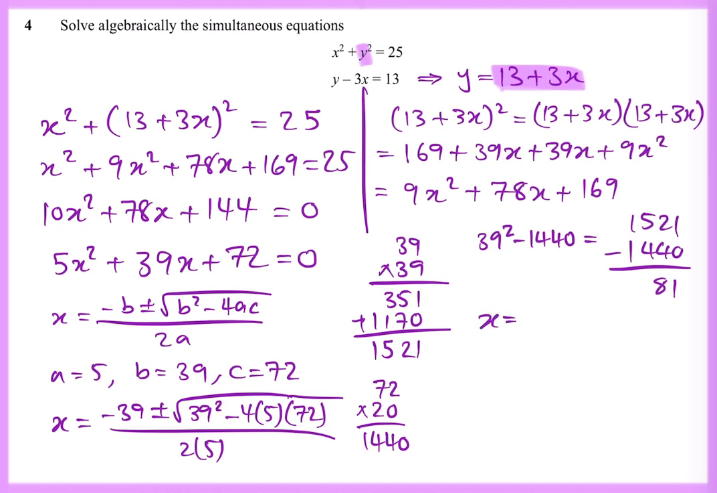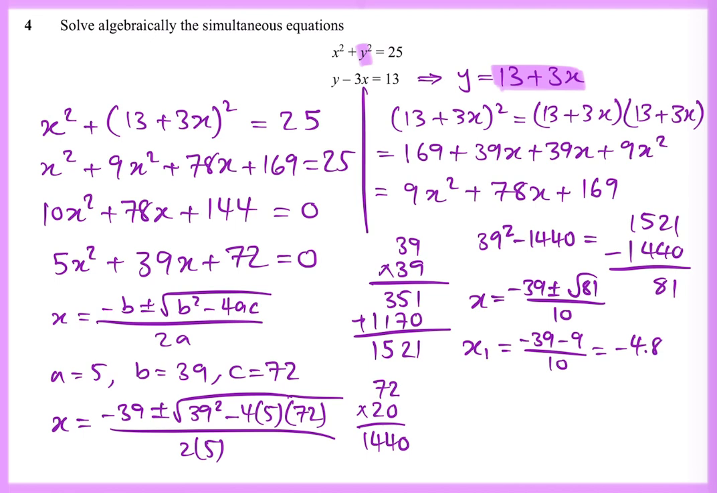So x is equal to negative 39 plus or minus the square root of 81, over 10. So that means my x1 is equal to, if I do negative 39 take away 9 over 10, that becomes negative 48 over 10, so it's negative 4.8. x2 is equal to negative 39 plus 9 over 10, which equals negative 30 over 10, which is negative 3.